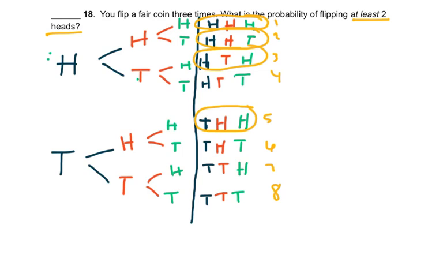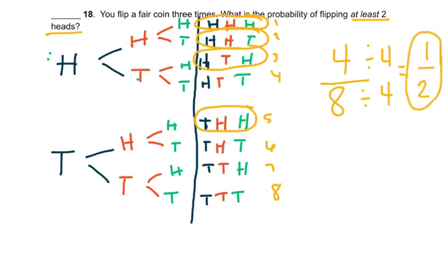So to find the probability of flipping at least 2 heads, we're going to put the number of times we see it, which is 1, 2, 3, 4, because we counted the number we circled, 4 out of a total of 8. And probability has to be in simplest form, so let's divide it out to simplify, and we can divide by 4, which results in 4 divided by 4 is 1, 8 divided by 4 is 2, a probability of 1/2.